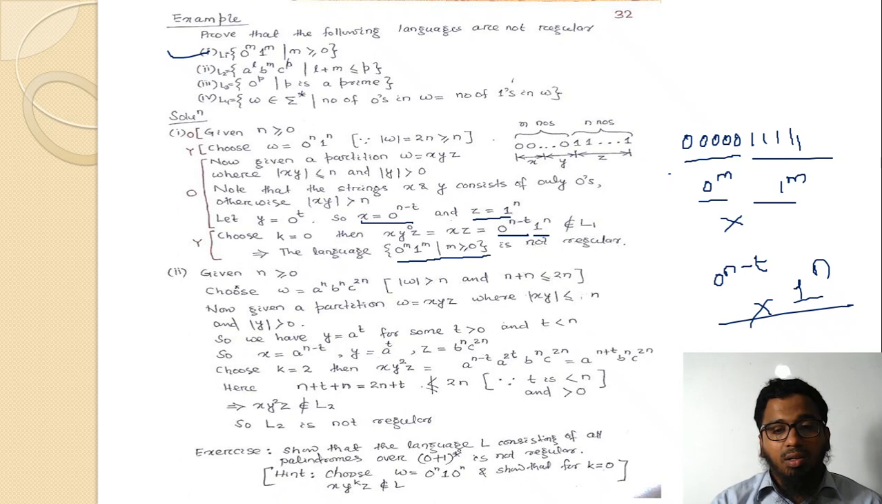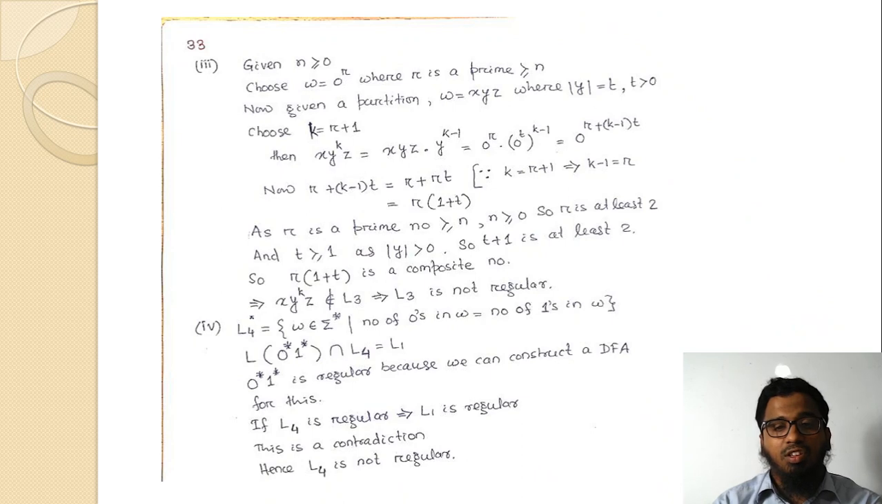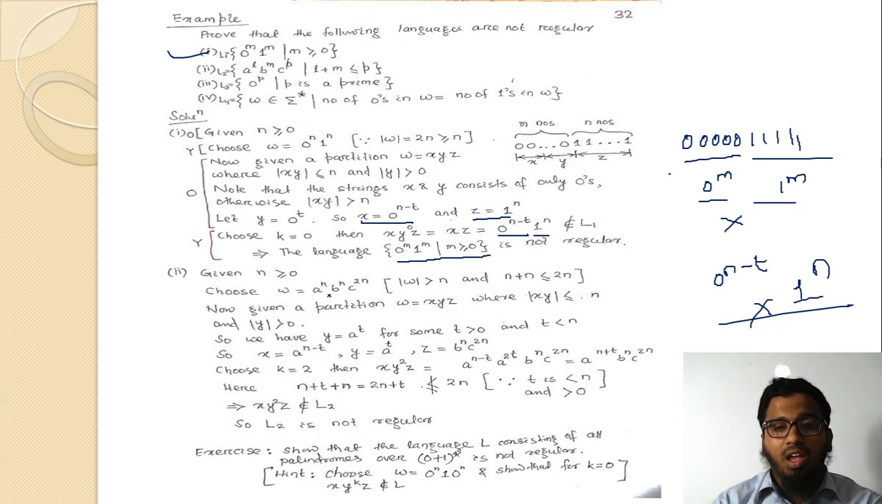So this is about the pumping lemma, and some other examples are like a power n, b power n, c power 2 power n. This is also the same thing, where we apply x y to the power of 2 z, same thing we need to apply. Then at the end it will show L2 is not regular.